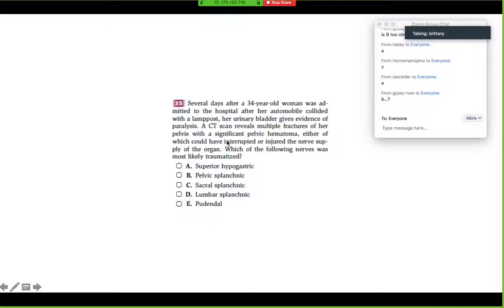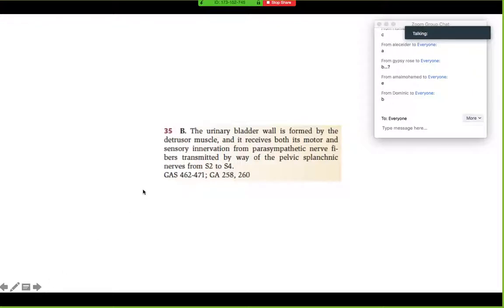Yeah, so this one's tougher. So think about, only one of these is directly supplying the bladder. So the answer to this one is B, because it receives parasympathetic innervation from the pelvic splanchnics. So go back and look at that slide where we talked about the innervation of the bladder.